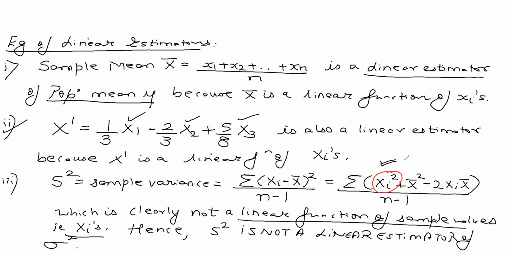Okay. So this was our first definition of linear estimator. Now let's look at the second definition, definition 2. This talks about unbiased estimator. So let's write this definition.